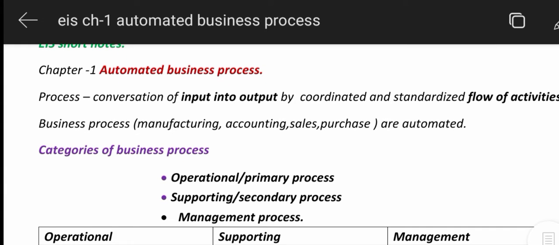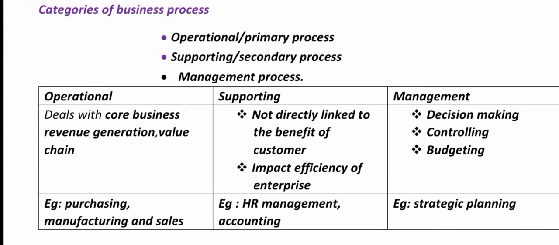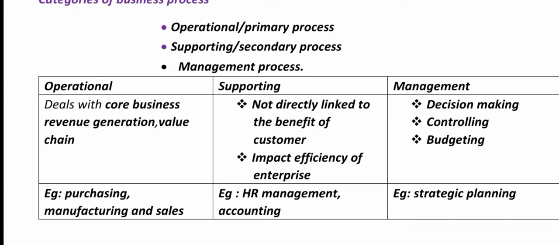There are various types of business process like manufacturing, accounting, sales, purchase, HR functions, marketing functions. These business processes are categorized into three types. The first one is the operational or primary process, which deals with core business and their main objective is to generate revenue and achieve value chain. Example: purchasing, manufacturing, and sales.